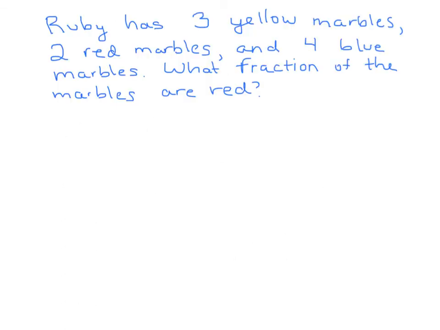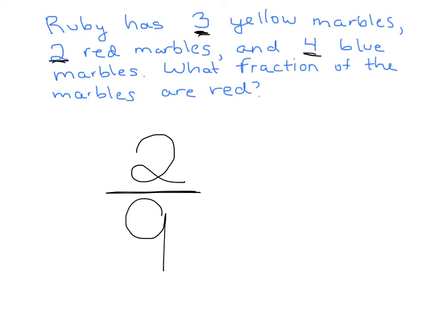Here's another problem. Ruby has 3 yellow marbles, 2 red marbles, and 4 blue marbles. What fraction of the marbles are red? So what we're looking at is the red. So there's 2 red marbles out of how many marbles altogether? 3 yellow and 2 red and 4 blue. So 3 yellow plus 2 red makes 5, plus another 4 blue makes 9. So 2/9 of the marbles are red. 2 out of 9. 2/9.